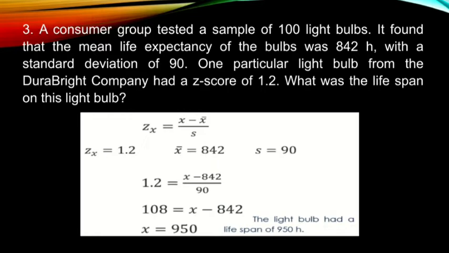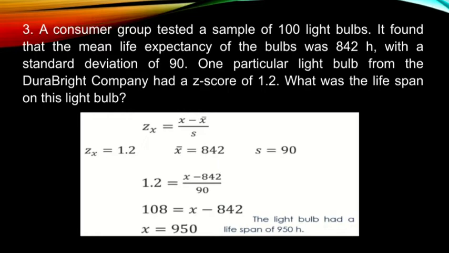So, sa problem natin ngayon, given na po yung z-score, which is 1.2. The mean is 842. And also given na din po yung standard deviation, which is 90. So our problem statement is the lifespan of the light bulb from Dura-Bright company. Yung value po yung hahanapin natin. So, the given data of z-score is 1.2.